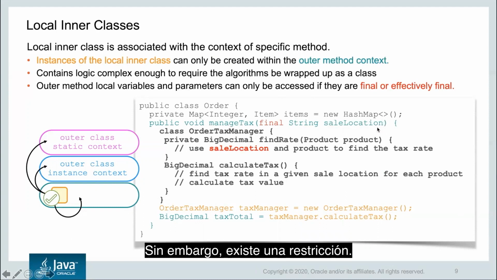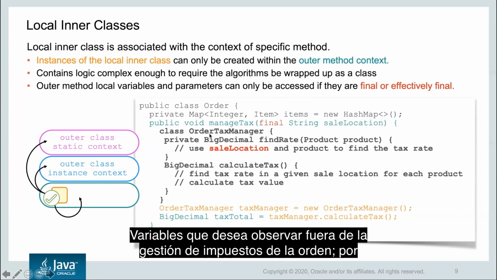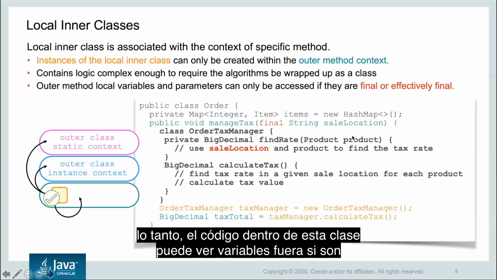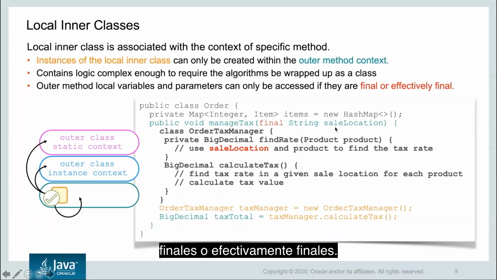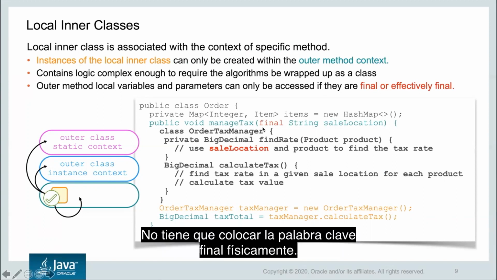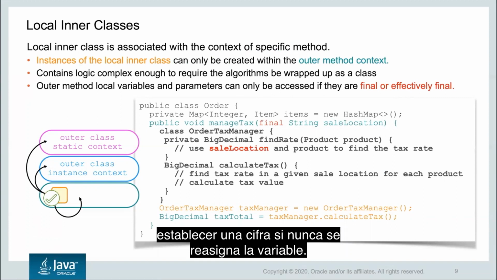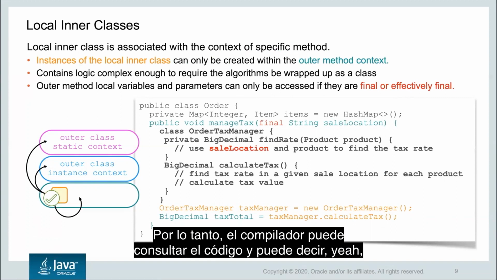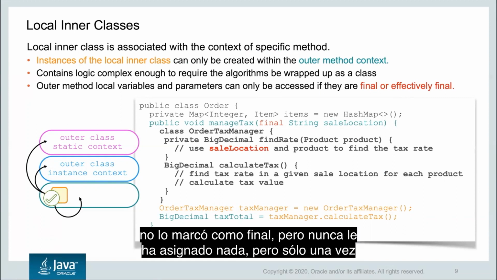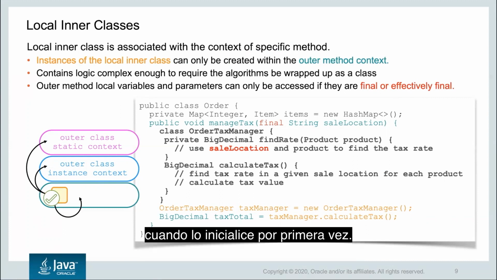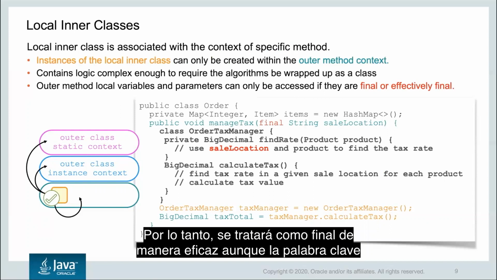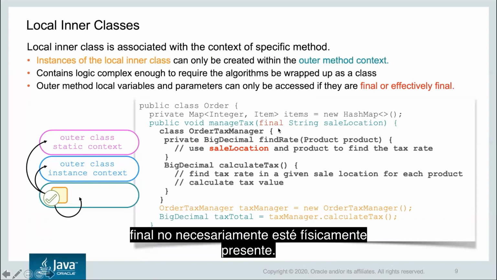However, there is a restriction. Variables that you want to observe from outside of the order tax manager, so the code inside this class can see variables outside, need to be final or effectively final, right? You don't have to physically put the final keyword. Effectively final is a concept in Java that basically allows the compiler to figure out if you never reassign the variable. So the compiler can look at the code and say, oh, well, yeah, you didn't mark it as final, but you never actually assign anything to it, but just a single time when you initialize it first, so that it will be treated as effectively final, even though the final keyword might not necessarily be physically present.